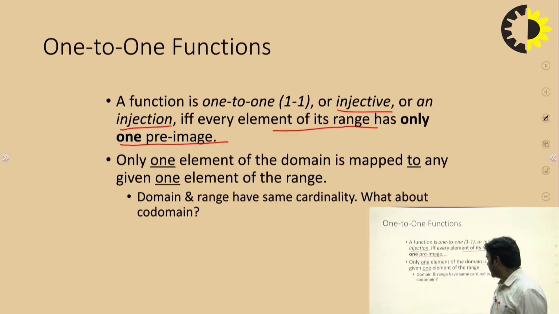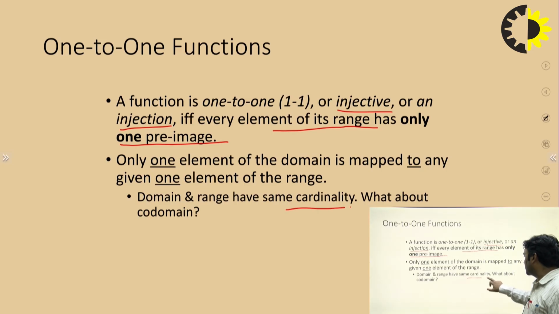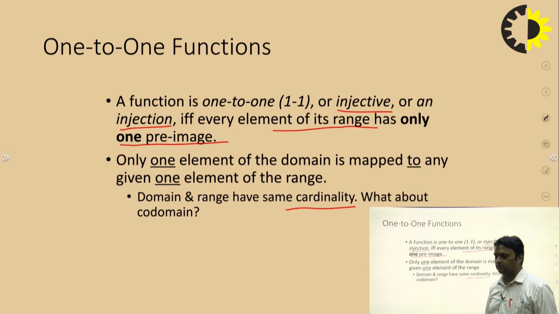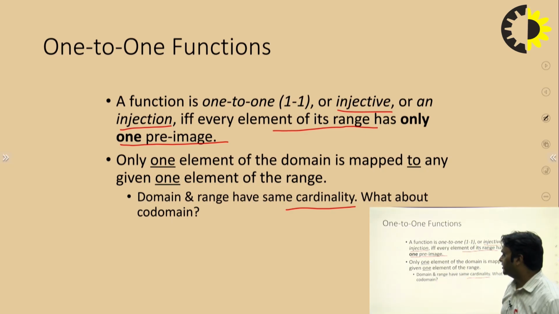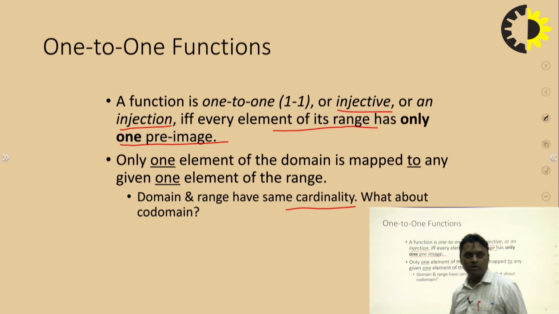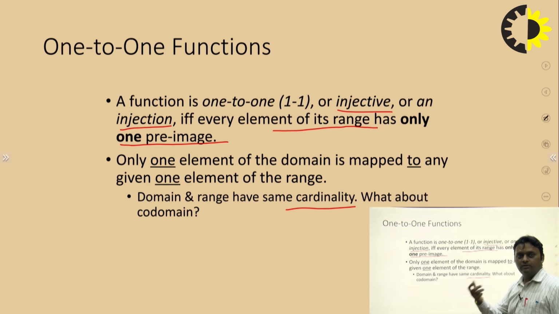Domain and range have the same cardinality. Cardinality means the number of elements. The number of elements belonging to the domain. When we find out the domain and range, counting the number of elements is known as the cardinality of that domain.